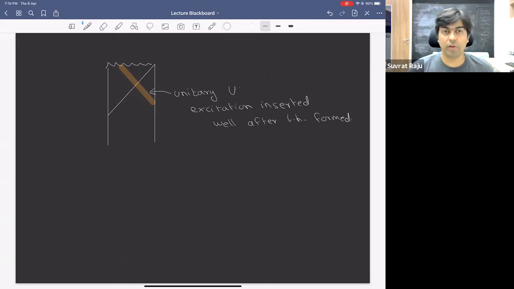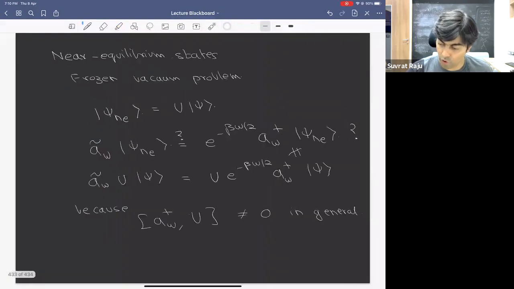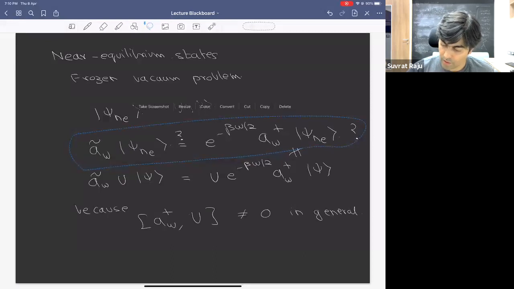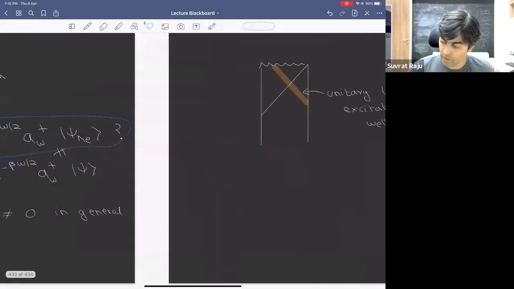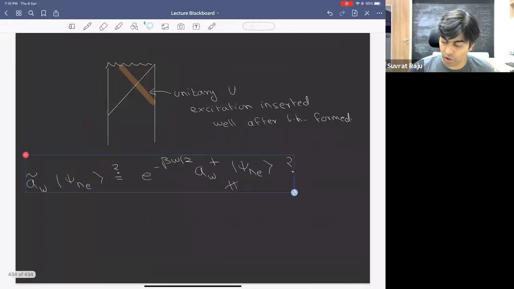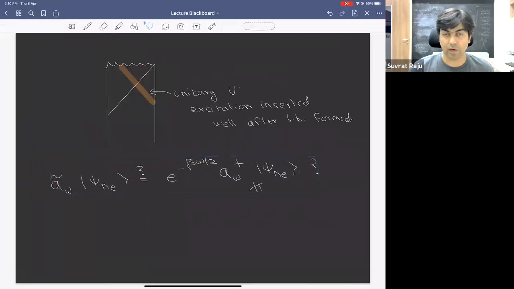If I use this kind of a definition, this wrong definition that we have here, then the mirror operators would not respond to this excitation at all. In particular, let's say you computed the correlator of A omega tilde with A omega, this correlator would not respond to the presence of this excitation at all. It would just ignore the presence of this excitation.